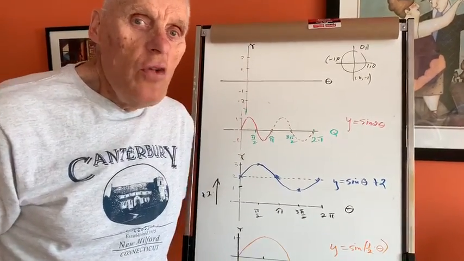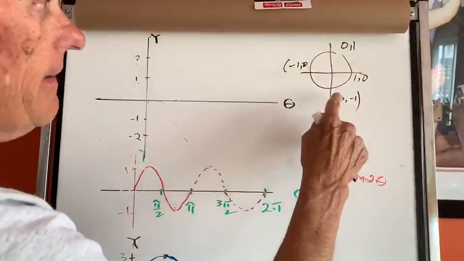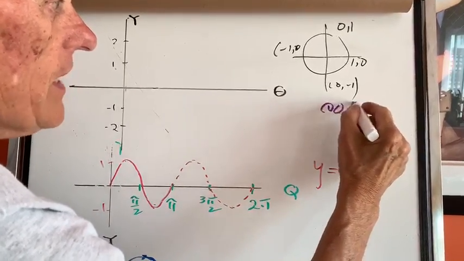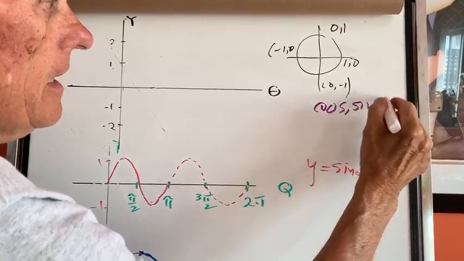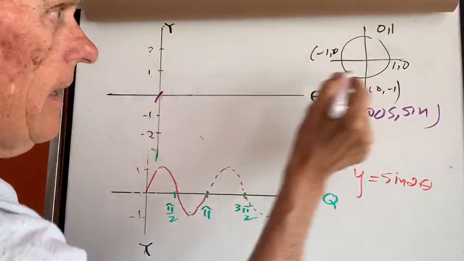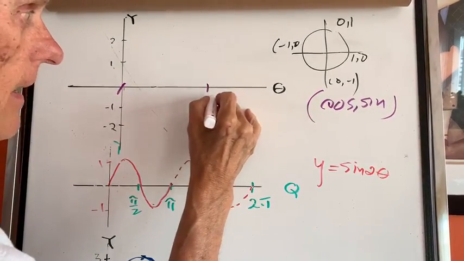We're going to have many views of the sine curve. Let's go over here and look at my circle. Remember, every ordered pair is cosine and sine. We're going to look at the sine. It starts at the origin, and it goes around 360 degrees, which I'm going to call 2 pi.